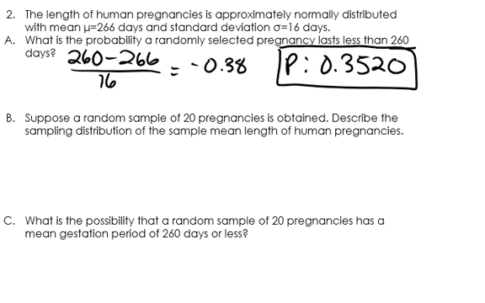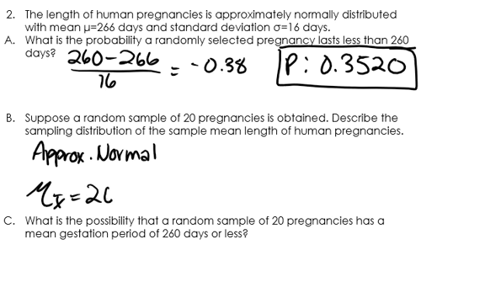Part B asks, suppose a random sample of 20 pregnancies is obtained. Describe the sampling distribution of the sample mean length of human pregnancy. So we are going to assume that this is approximately normal. And then since the mean of the population is 266 days, the mean for this sample is also going to be 266 days.